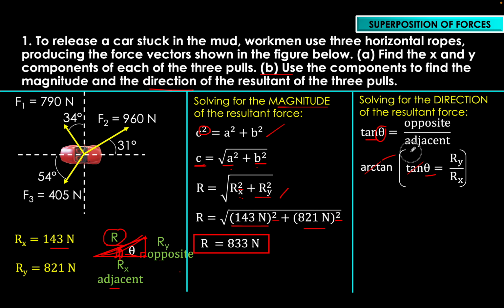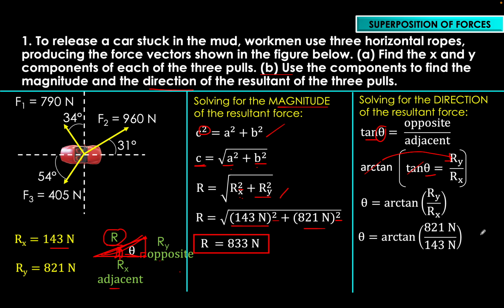And then of course you distribute the same thing on the right side. You're going to have theta equals arctangent of R sub y over R sub x. Take note that some references would use tangent raised to -1. That's also correct. Next, let's plug in the given. So R sub y is 821 newtons, R sub x is 143 newtons, and what you're supposed to get for theta is 80.1 degrees above the positive x-axis. So that is the final answer for the direction.